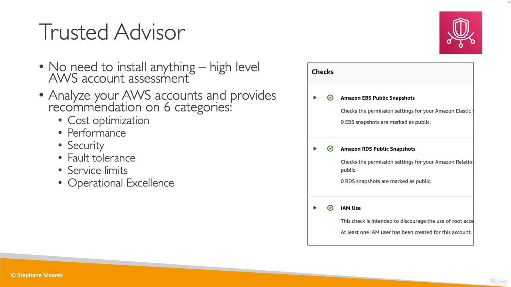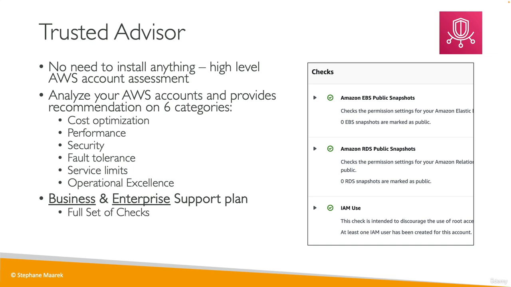So you have what's called the core set of checks, and then you have the full set of checks. To have access to the full set of checks, you need to have a business or an enterprise support plan. On top of it, if you do switch on the business and enterprise support plan, then you get programmatic access to Trusted Advisor through the AWS Support API.